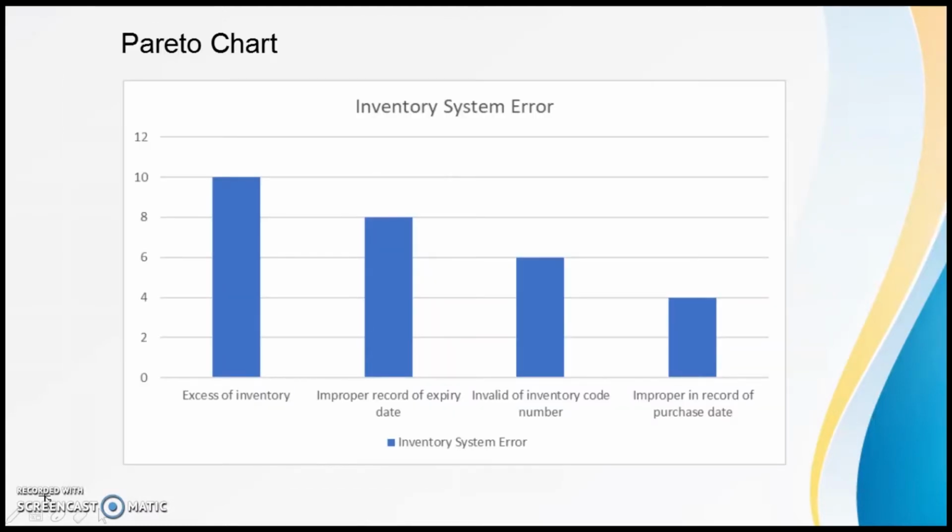Lastly, there are the highest number of inventory errors regarding assets of inventory in SMC Clinic, as the clinic manually recorded the inventory, did not record the expiry date, and did not set the reorder level of the medical inventory.